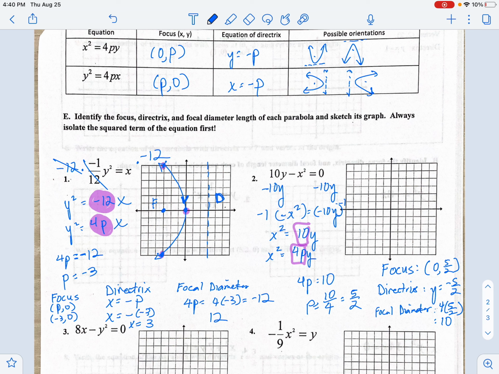Okay, let's try this out. We have fractions, so if you need to, change that to a decimal. 5 over 2 is the same as 2.5. So I'm going to count 2.5 spaces when I do these. Focus is at 0, 2.5. Directrix is at y equals negative 2.5.